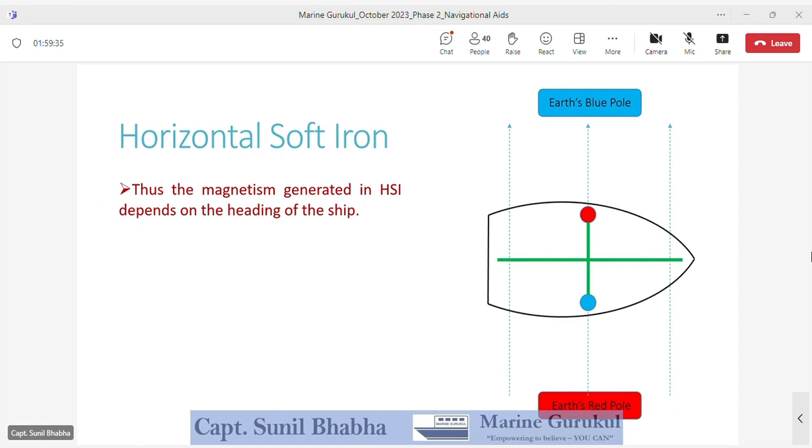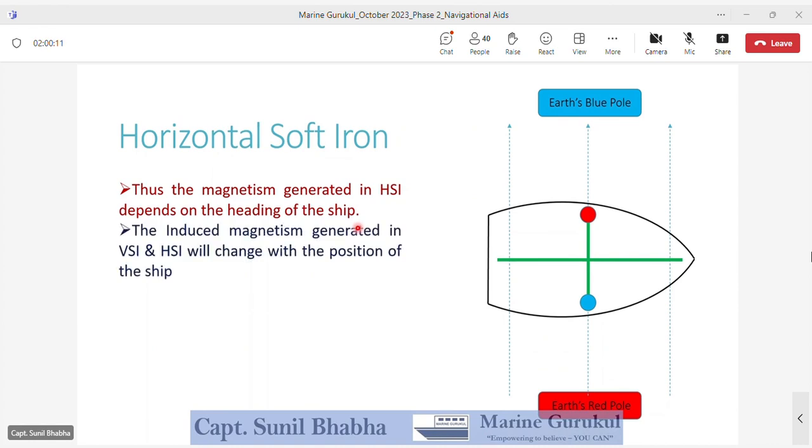Now from this we are able to understand that the magnetism generated in the horizontal soft iron depends on the heading of the ship. We have seen this ship heading in the northerly direction. There was maximum induction in the fore and aft longitudinal and zero induction in the athwartship beams. You can imagine it in this way now. Let us assume that this ship, which was heading in a northerly direction, now alters its course and is heading in the east-west direction.